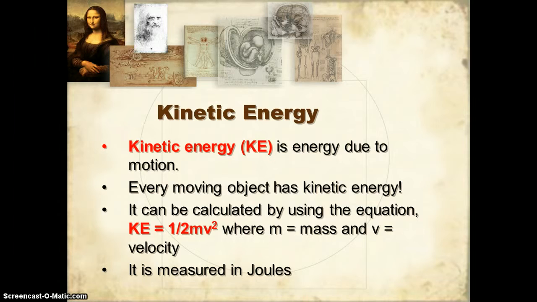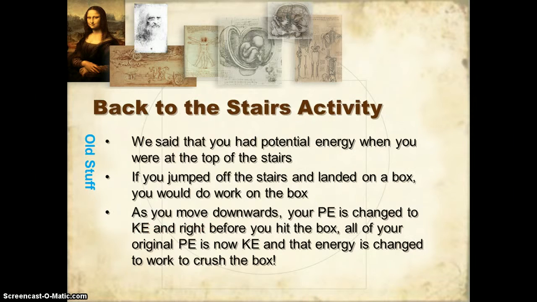So now we have three things that are measured in joules: work, potential energy, and kinetic energy. Let's go back to the stairs activity for a minute. We said that you had potential energy when you were at the top of the stairs. And if you jumped off the stairs and landed on a box, you would do work on the box.